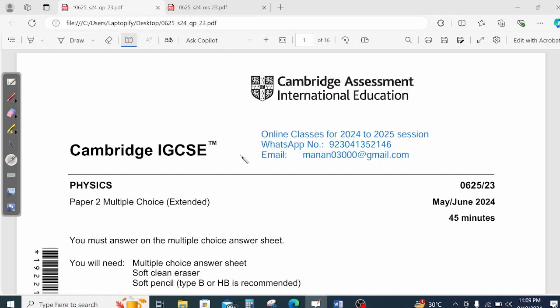Today we are discussing the IGCSE past paper May June 2024. The paper is Paper 2, multiple choice extended questions, and the paper version is 23. Paper versions 22 and 21 are already uploaded.